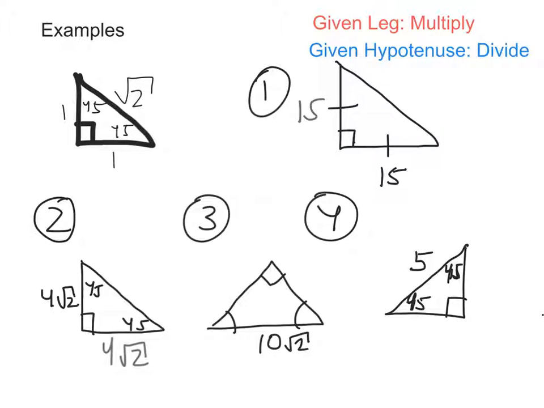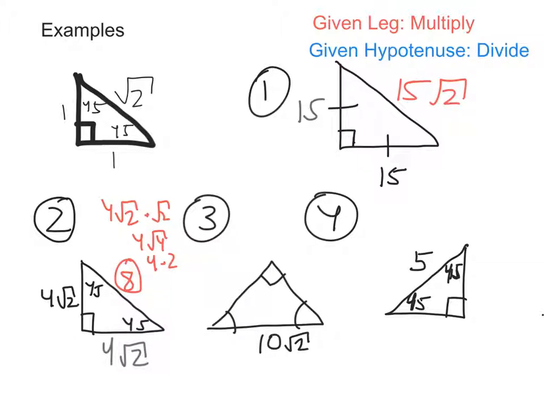And now since I have the legs to get the hypotenuse, I can look at my original figure, and I see I just have to multiply by square root of 2. So the hypotenuse here is 15 square root of 2. The hypotenuse will be 4 square root of 2 times square root of 2, or 4 square root of 4, or 4 times 2, or just simply 8.